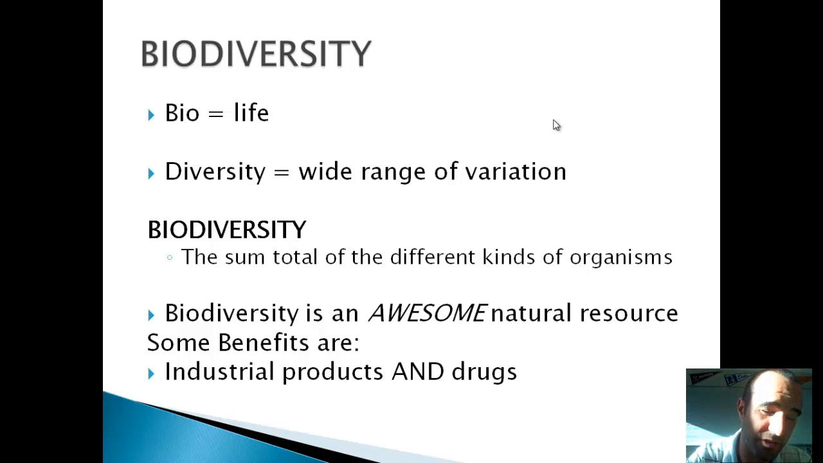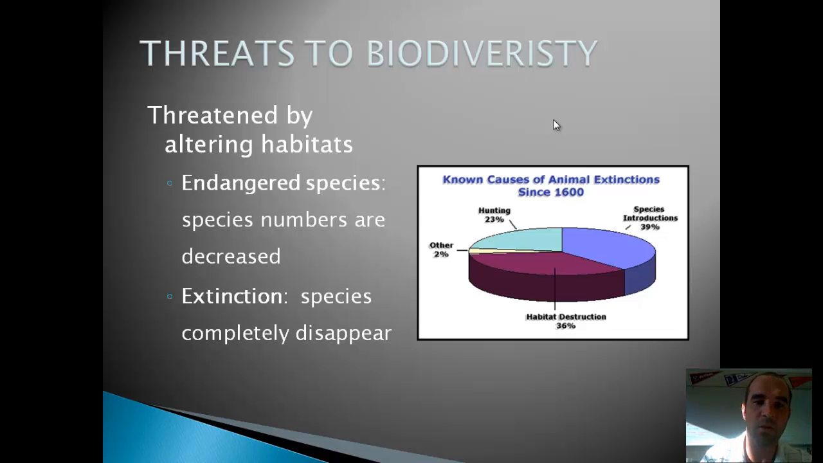Biodiversity is an awesome natural resource. We get industrial products, medicines, drugs, cool things to go visit and take photographs of. So nature's a pretty cool resource. A lot of different things that we get from it. And biodiversity is the word that we use to describe that range of different animals that exist. So what are some of the threats?